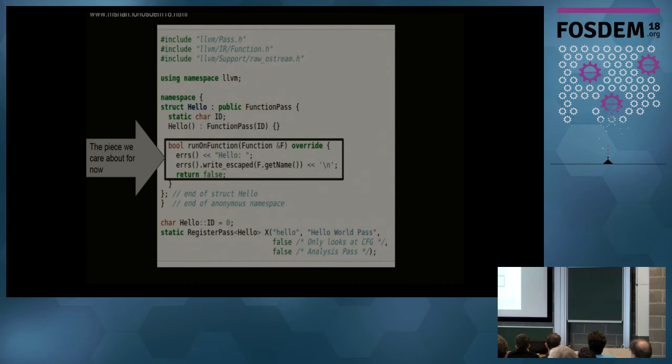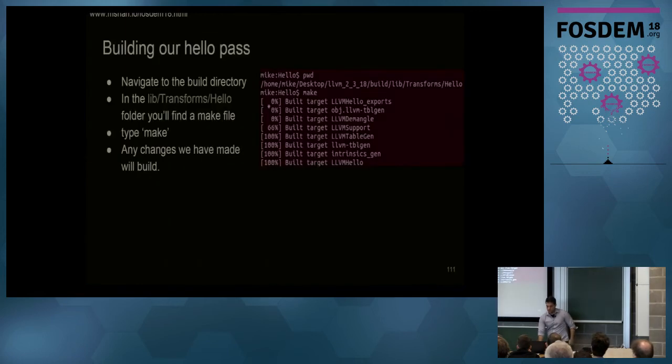It returns a Boolean. It's runOnFunction. It takes a function in as an argument to reference that function. Then it's going to write to errs, which is sort of LLVM's cout or printf, a way to safely do that. "Hello:", and then write out f.getName, so the function name. Then it returns false, because it's not making any changes. Okay, we'll look at that again shortly.